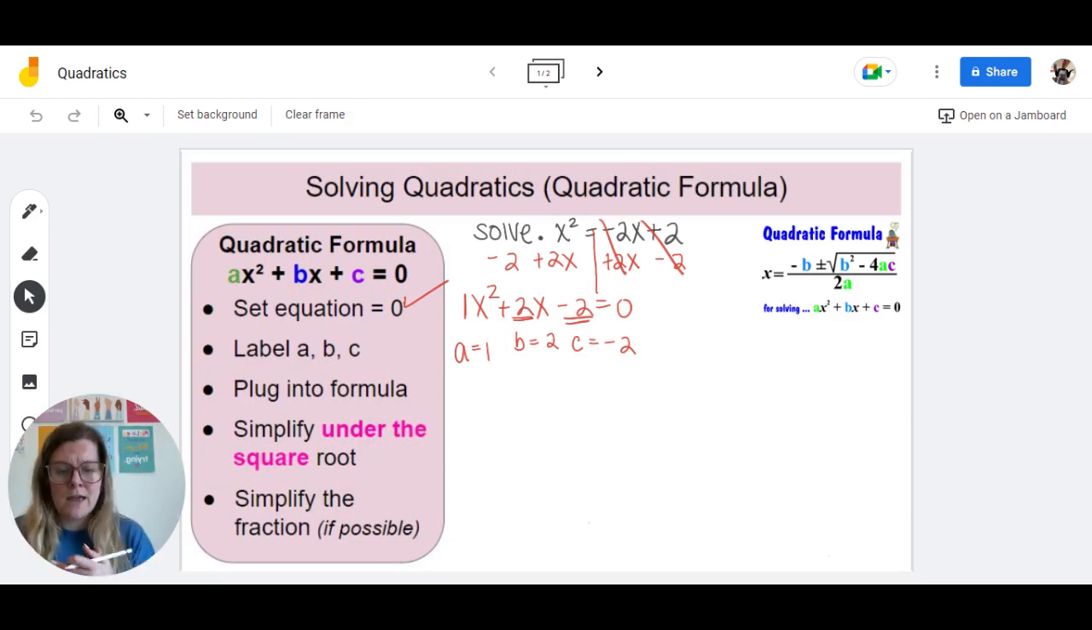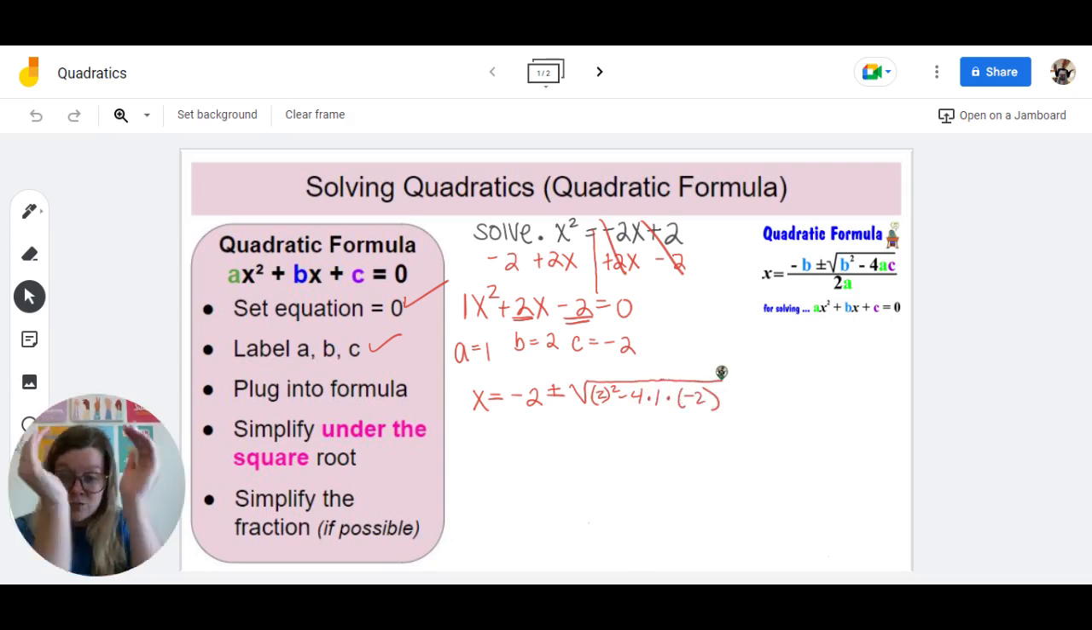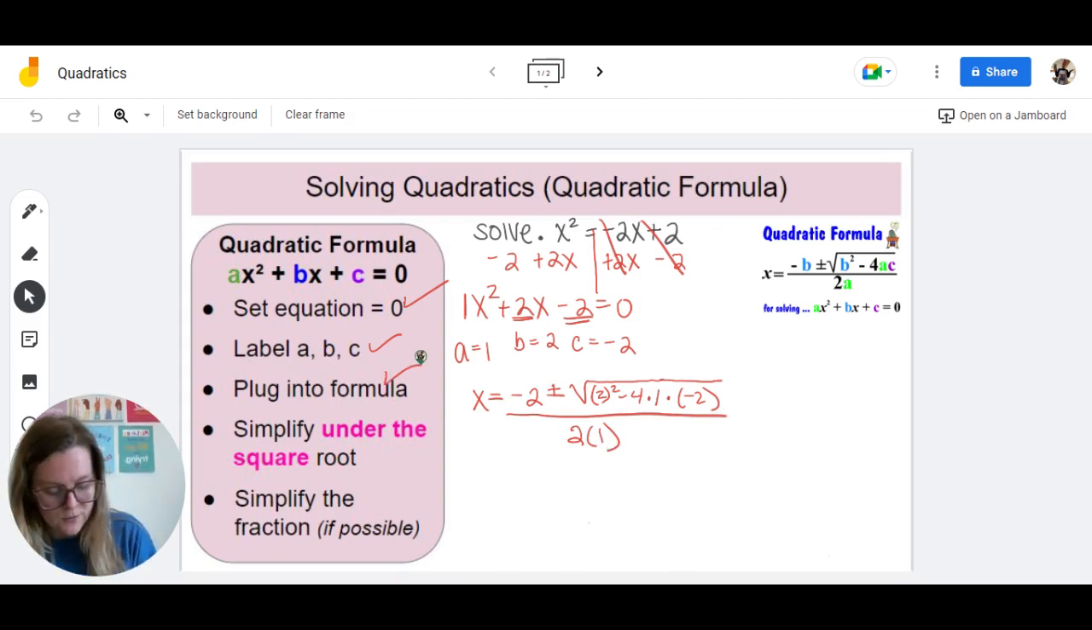All right, I have my A, B, and C. Now I'm going to plug all of those into my formula. So x is equal to negative b plus or minus the square root of b squared minus 4 times my A value times my C value. Whenever that is negative, I like to put it in parentheses so I know it's negative, all divided by 2 times my A value of 1. Okay, I have plugged it into my formula. Now I am going to simplify just what's under the square root. So just this guy here.